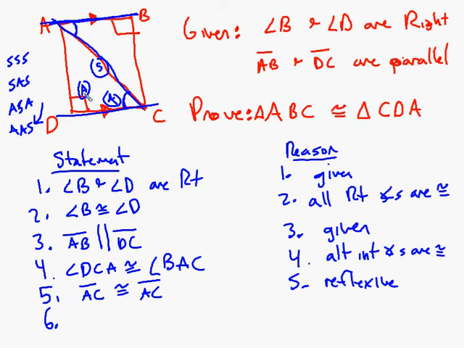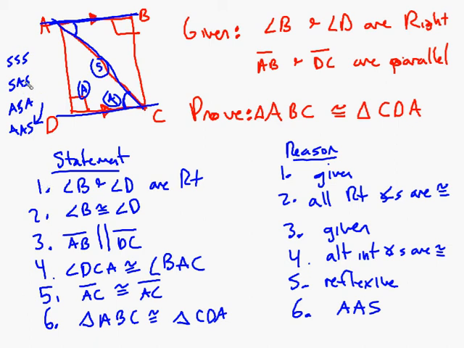Okay, so do I have enough? Have I proved my angle? Yes. Have I proved my other angle? Yes. Have I proved my side? Yes. So triangle ABC is congruent to triangle CDA by what reason? Angle, angle, side. And I'm done. So, whenever we see a problem, we need to figure out which one of these we need to do, and then prove it.